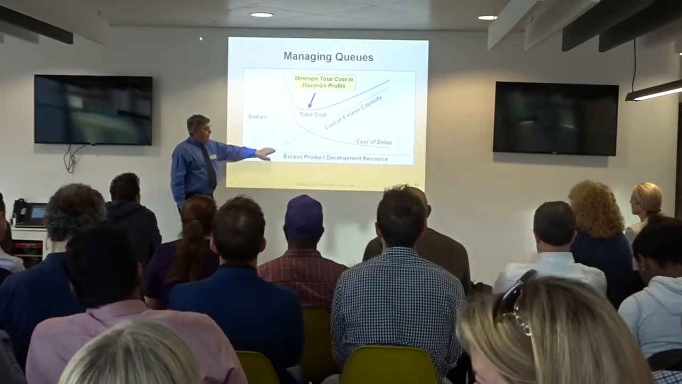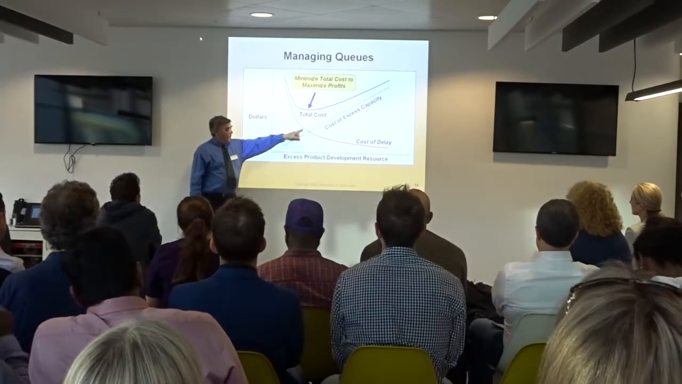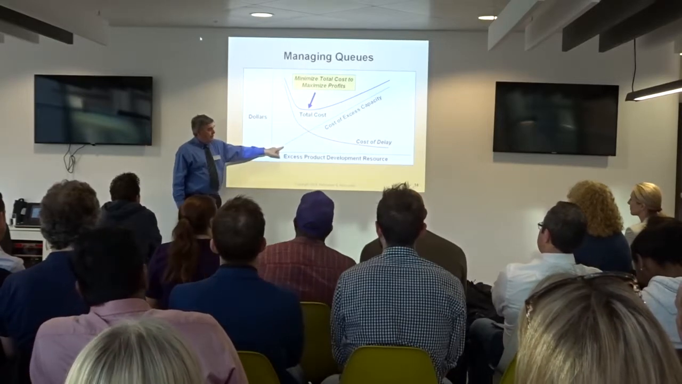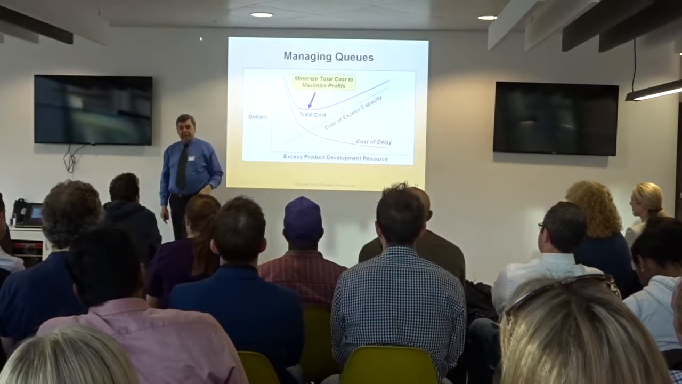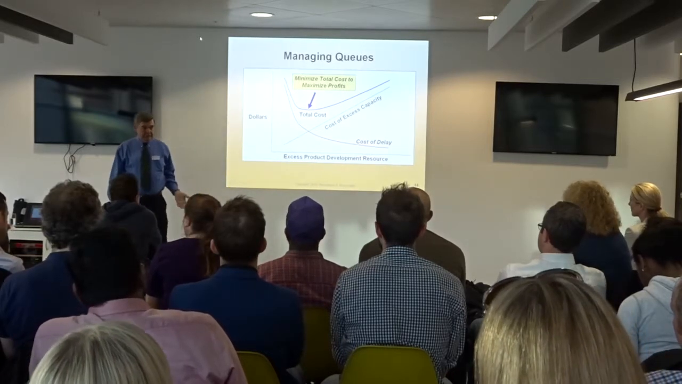But what's going on here is as I drop the amount of excess capacity in the system, the queue gets larger and larger. When the queue is on the critical path, it generates a cost of delay.